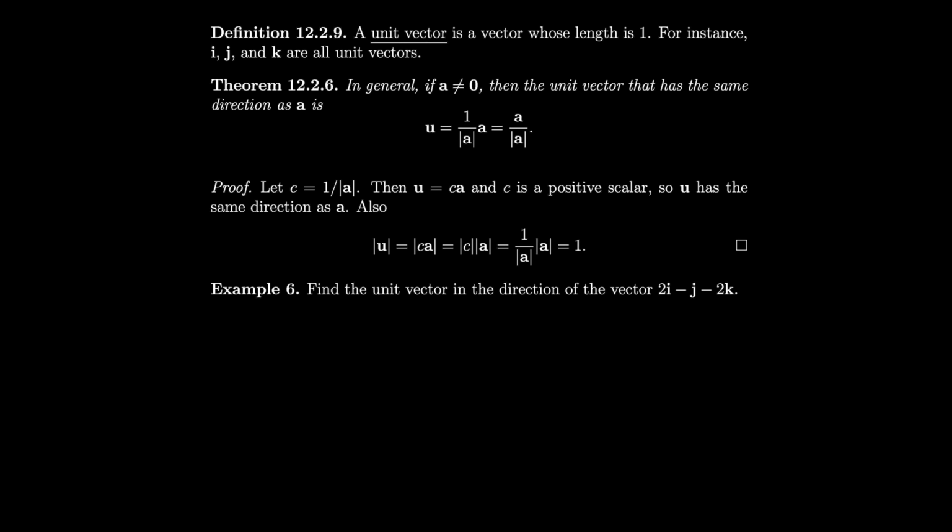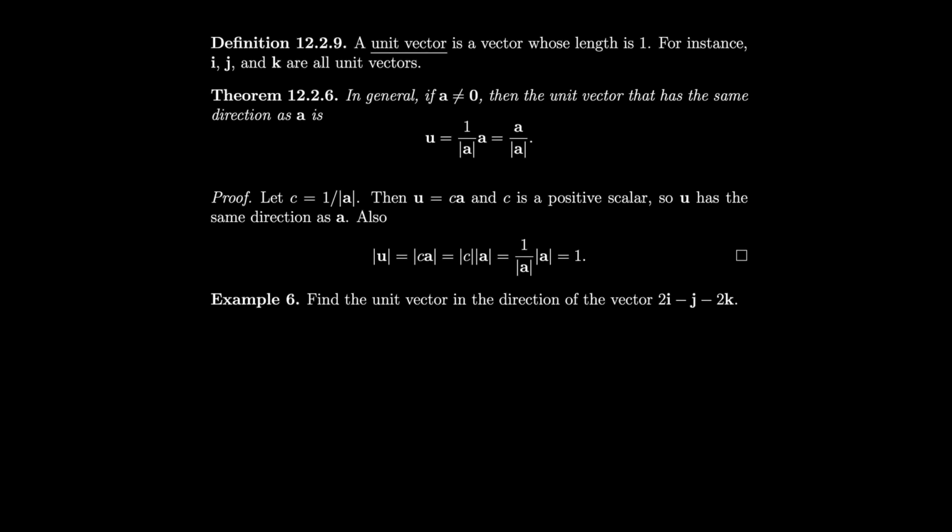So let's prove this really quick. How about we let some constant c equal 1 divided by the vector's length. So then the unit vector is the constant times a, and c is a positive scalar. So it must have the same direction as a, because scaling a vector doesn't change its direction.